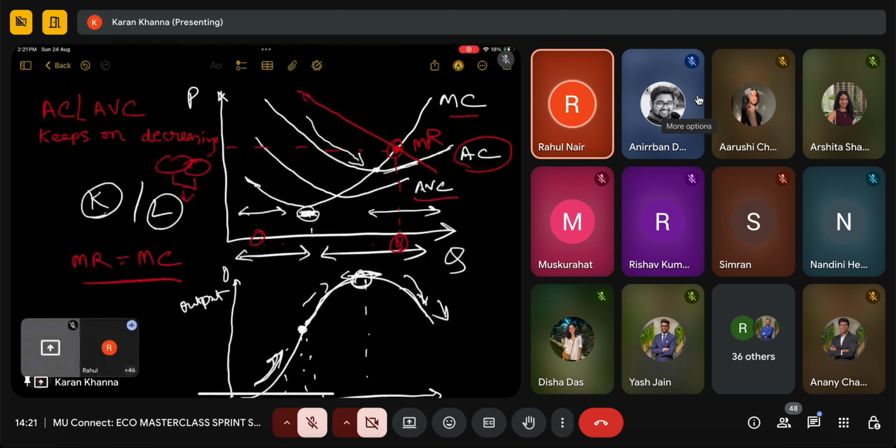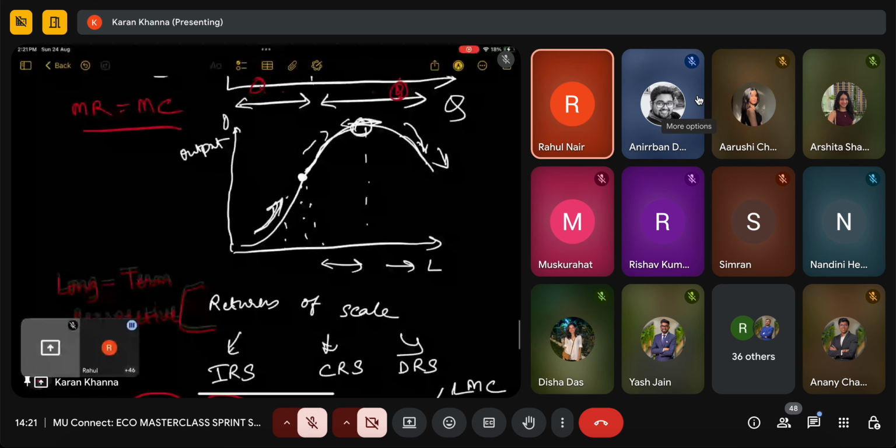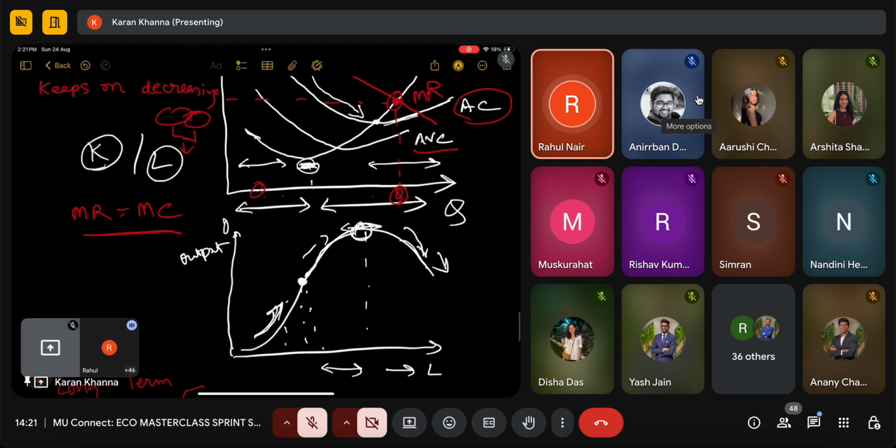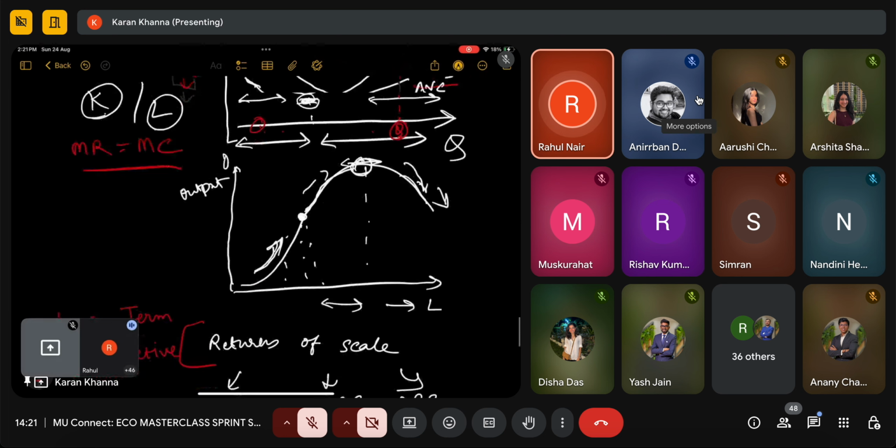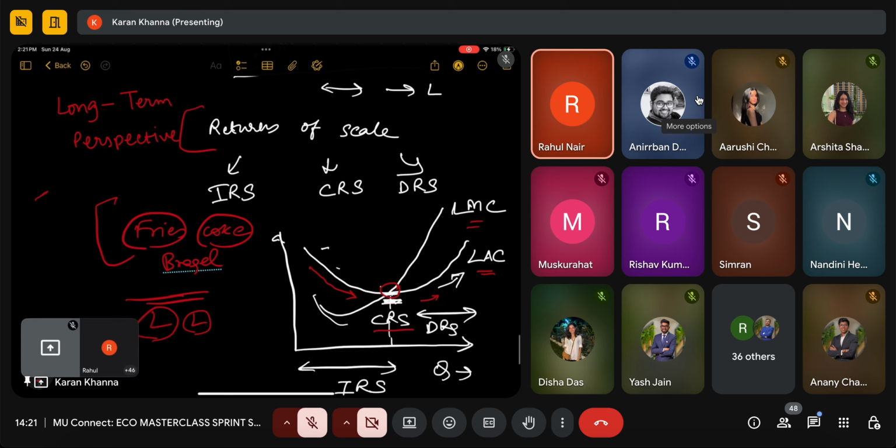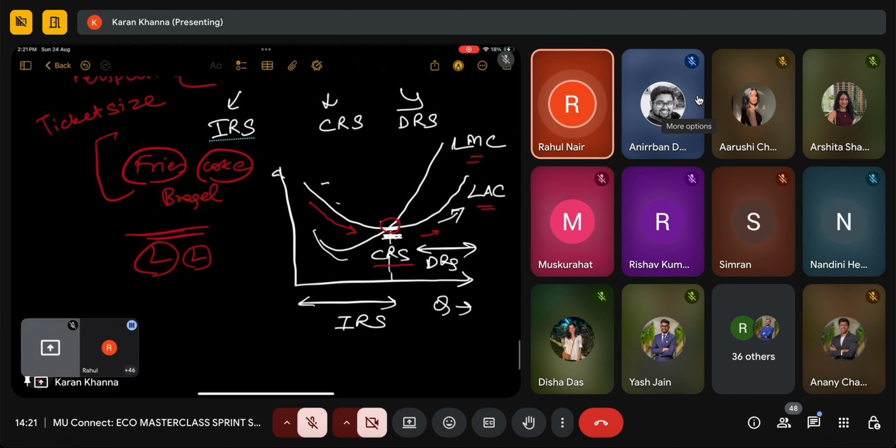I don't know, it's really confusing, but I hope that I'm able to reach there. So basically, if you're bundling it, there are 2 things. First, you're increasing the ticket size, right? Yeah. And second thing, you're actually reducing the cost.